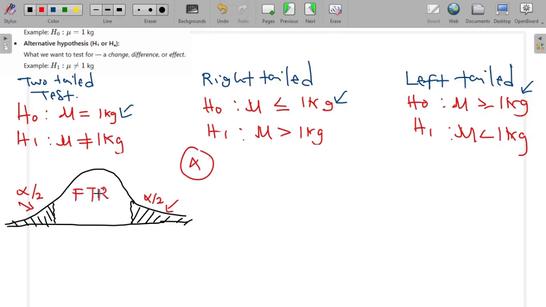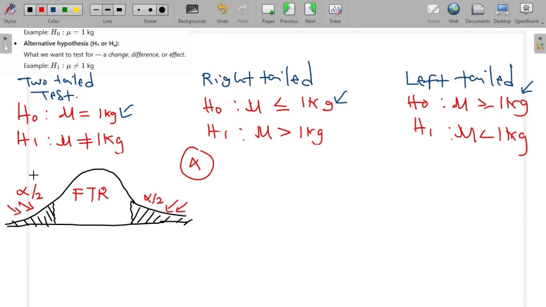So if you calculate your observed value, and later on we are going to learn how to calculate these observed values, and it falls within this fail to reject region, then we're going to fail to reject the null hypothesis. But if it falls there or there, then we're going to reject the null hypothesis.